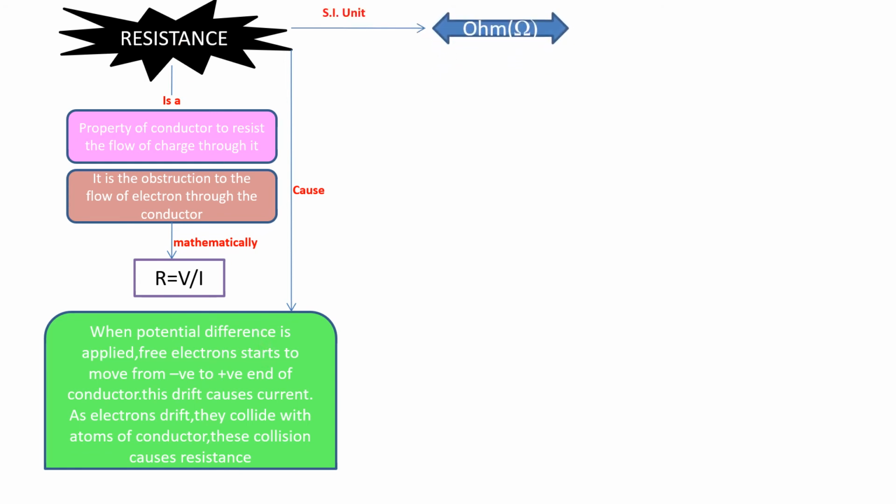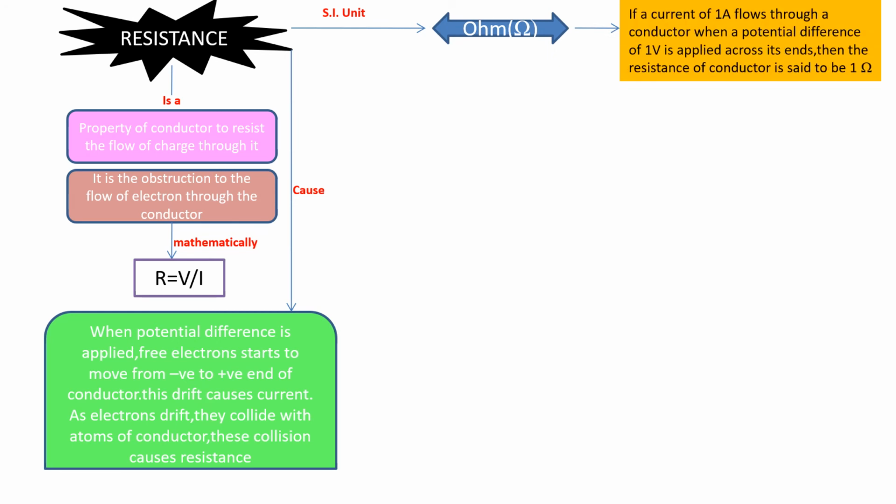Okay, now if we talk about the SI unit, so what is the SI unit of resistance? It is ohm. क्यों? Because this term resistance was derived from Ohm's law, इसलिए इसका unit ohm होता है, which we denote in this way. Okay, अभी 1 ohm हमें define करना है. So from where do we define? From here. So जब 1 volt का potential difference होगा, 1 ampere का current होगा, तो resistance 1 ohm होगा. डिफाइन करते हैं. If a current of 1 ampere flows through a conductor when the potential difference of 1 volt is applied across its end, then the resistance of the conductor is said to be 1 ohm, right.